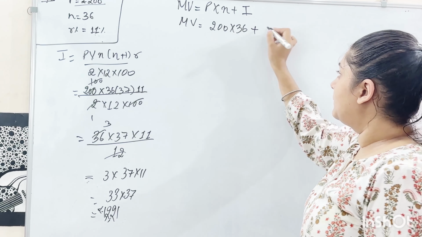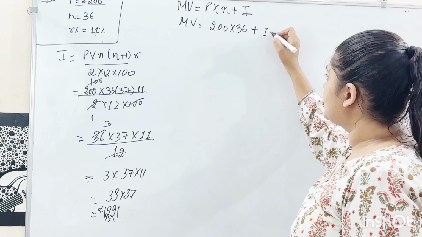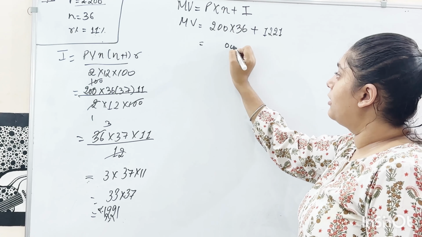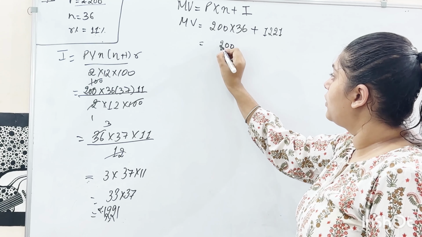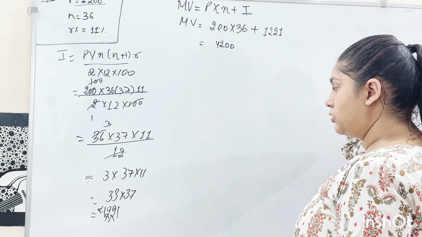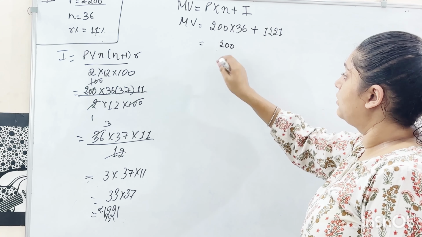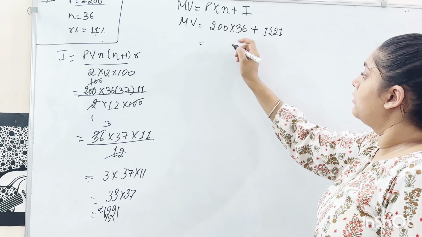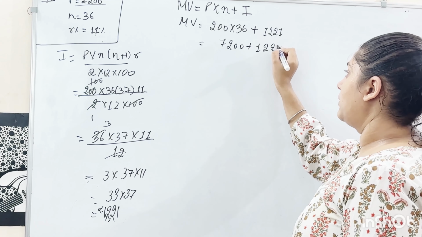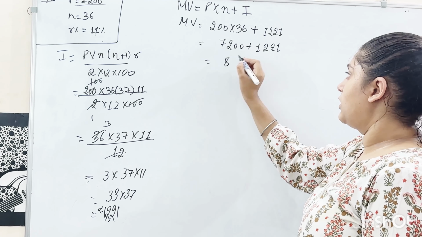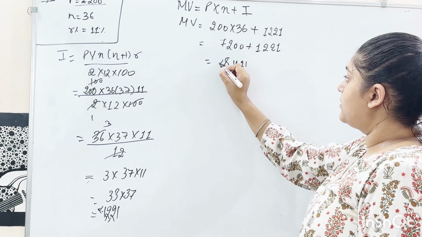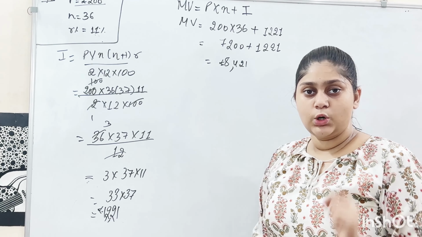Interest is 11. Interest is 1,221. So we are getting over here 7,200 plus 1,221, so we get 8,421. So this we are getting as our money. Okay, this is our maturity value.